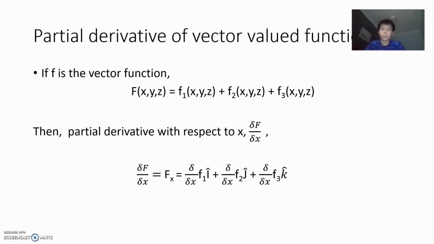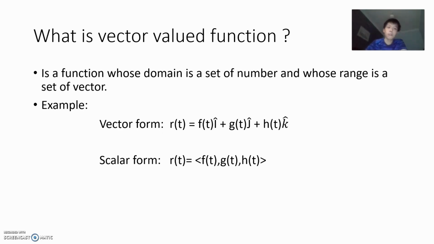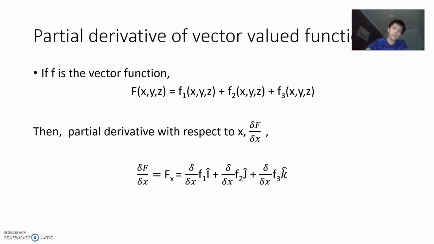So in the next example, partial derivative of vector valued function. If f is the vector function, you can see that f1(x, y, z), and it's repeated for f2 and f3. Then the partial derivative with respect to x, ∂f over ∂x, we use the vector form given initially and substitute it inside.